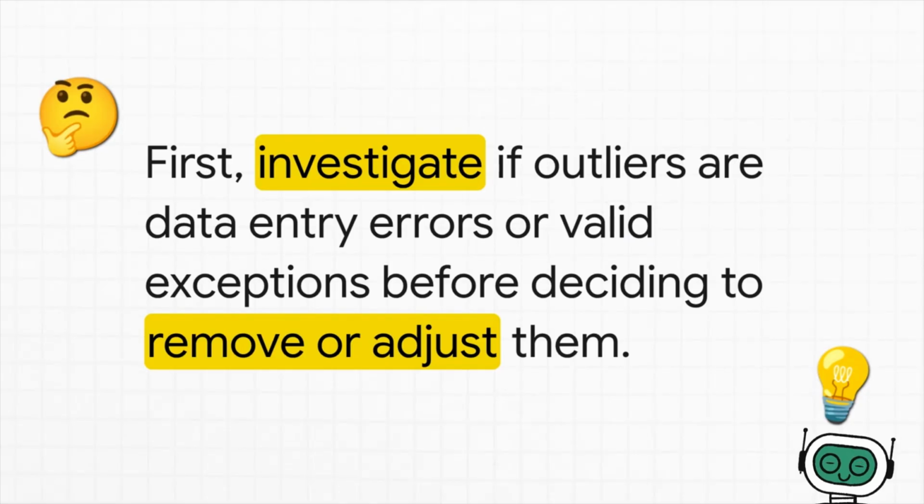And that brings up a really important point. The right way to handle an outlier isn't always to just delete it. The first step is always to investigate. Is it a data entry error, or is it a real but very rare event? An error should be fixed, but a valid extreme event might just be the most valuable insight in your entire dataset.